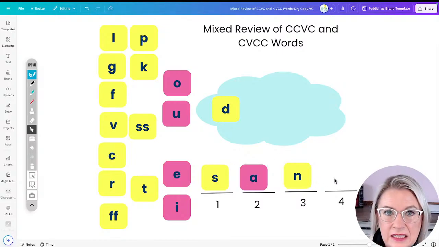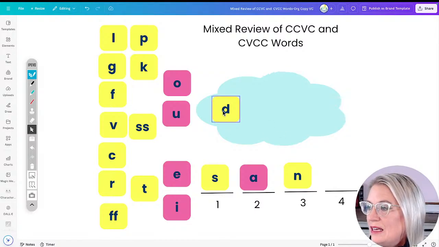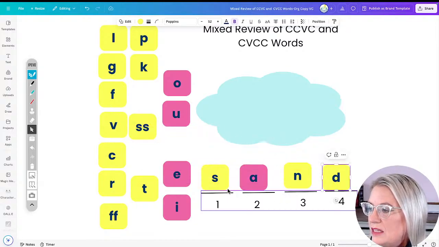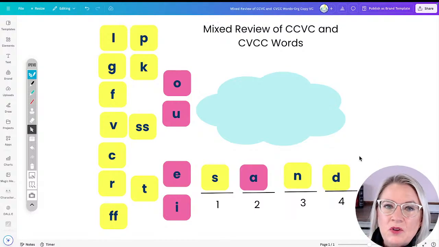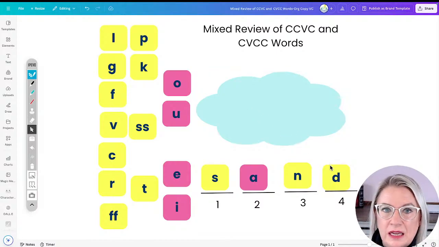Sand. D, d, d. That's it. We're going to move in this d sound picture. D, d, d, d, d. And now we have sand. Now you probably noticed that I repeated this sound as I moved it in.